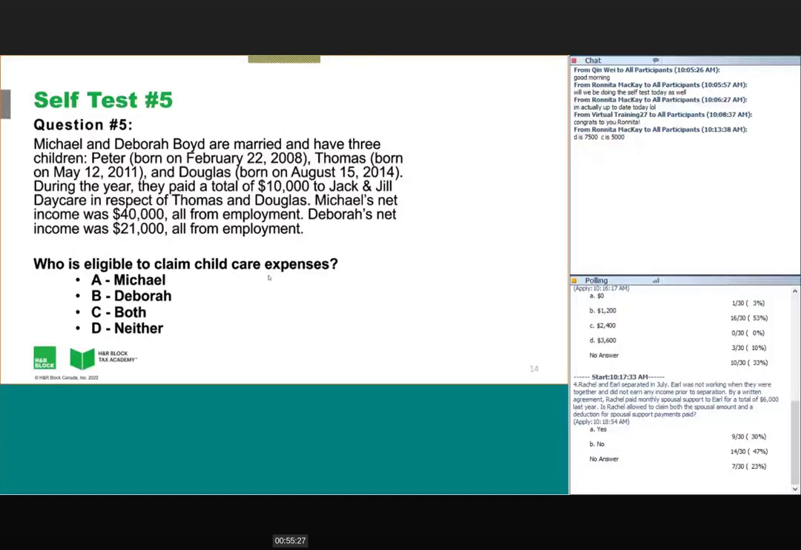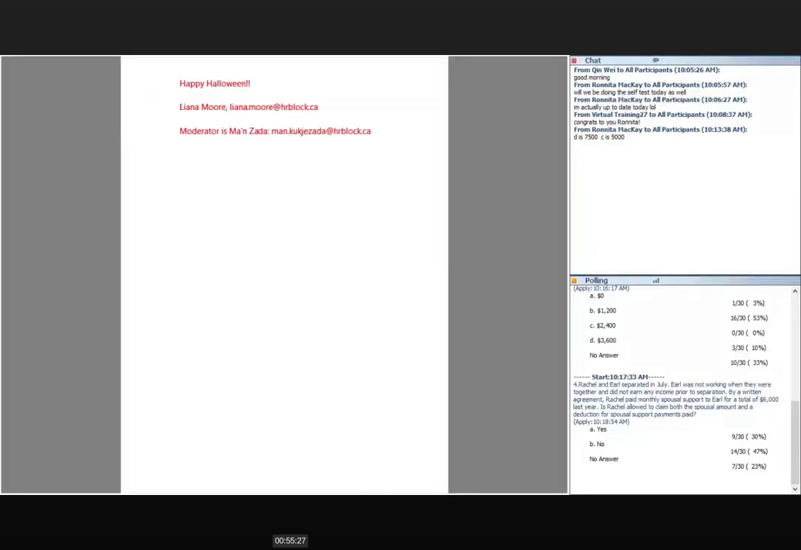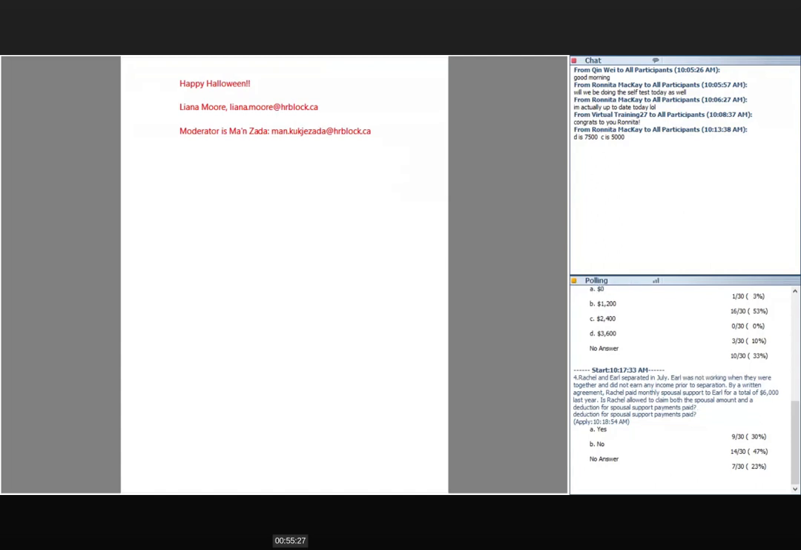Next question. Final, the last one. Michael and Deborah Boyd are married and they have 3 children, Peter, Thomas, and Douglas. During the year, they paid a total of $10,000 to Jack and Jill Daycare in respect of Thomas and Douglas. Michael's net income was $40,000, all from employment, and Deborah's net income was $21,000, all from employment. Who is eligible to claim the child care expenses? Michael, Deborah, both of them, or neither? Let's open the poll. Last one. There we go. Open poll.